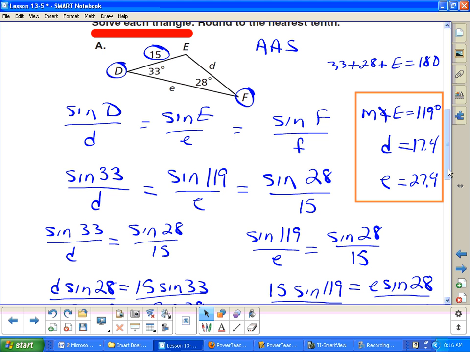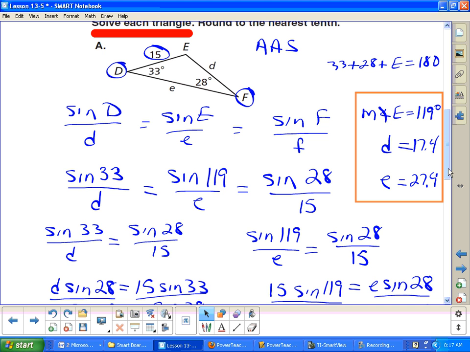Why would E be the longest side? Well, it's not the hypotenuse because you only have a hypotenuse when you have a right triangle. But it looks like the longest, and the reason is because angle E is the largest angle. So the longest side is always across from the largest angle. Smallest side is always across from the smallest angle. So in this case, my largest angle is E, so my largest side should be E, and that is the case. 27.9 for side E.